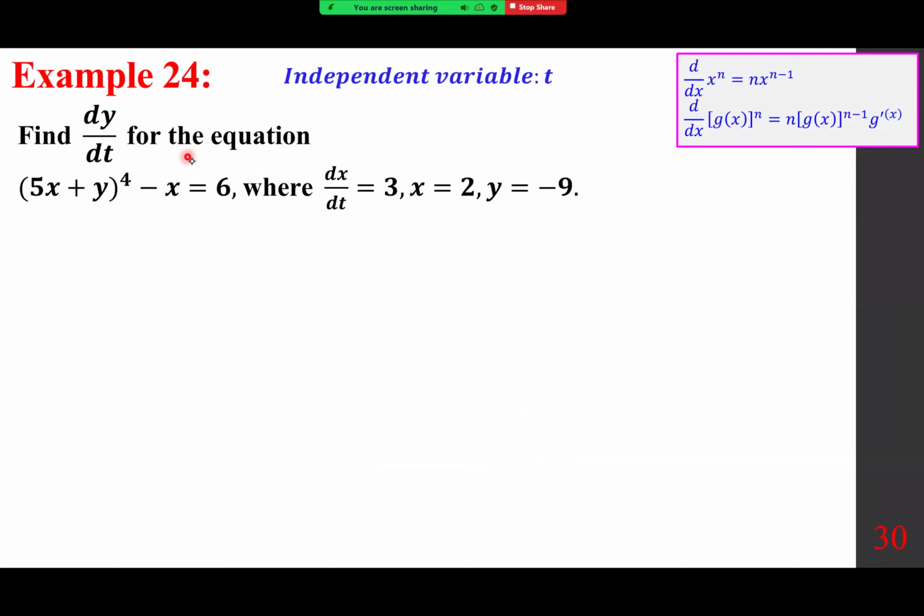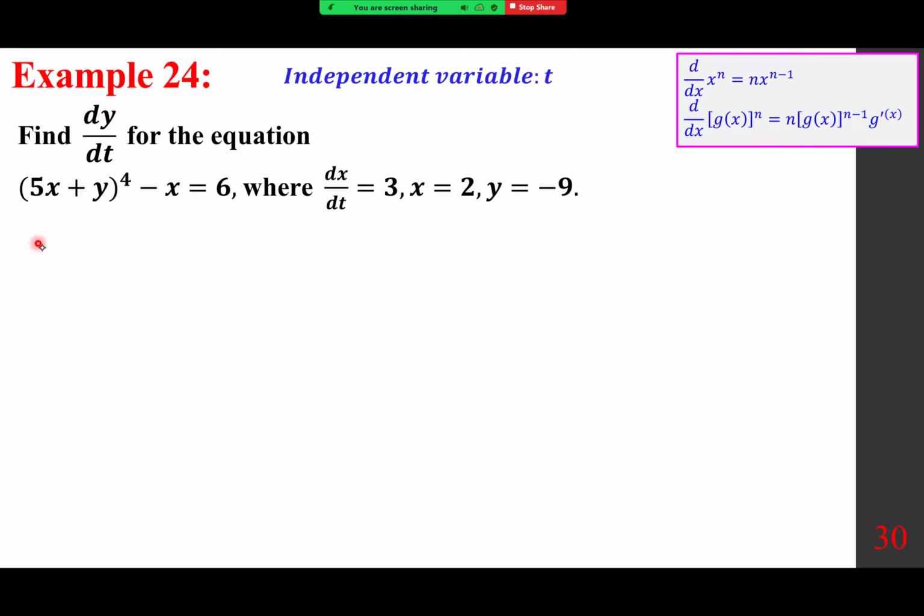Find the dy/dt for the equation. And of course, the moment you see dy/dt, t is the independent variable, which means the derivative of x is no longer 1, but rather dx/dt. So to differentiate this, we are going to go with the extended power rule.